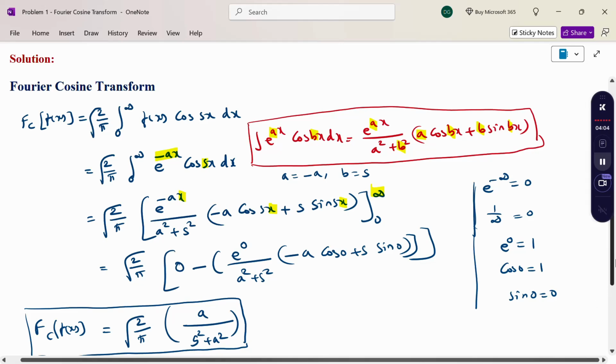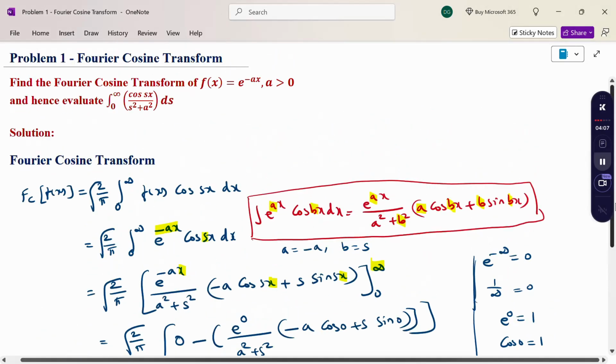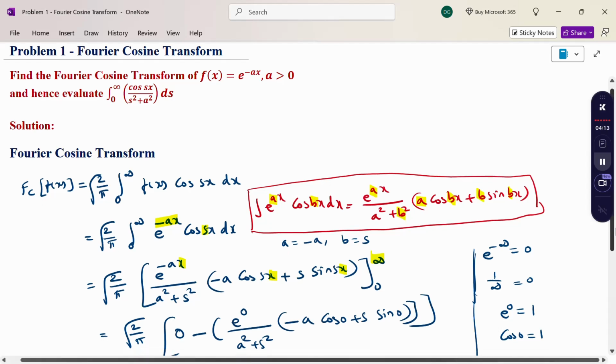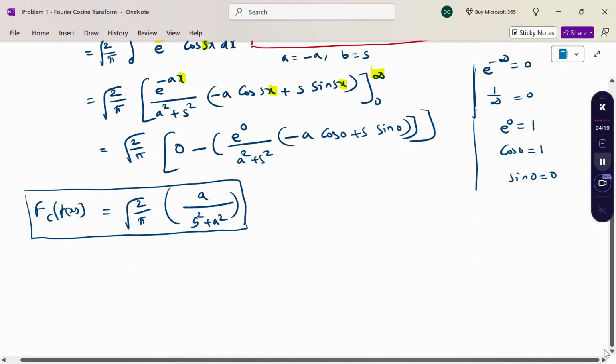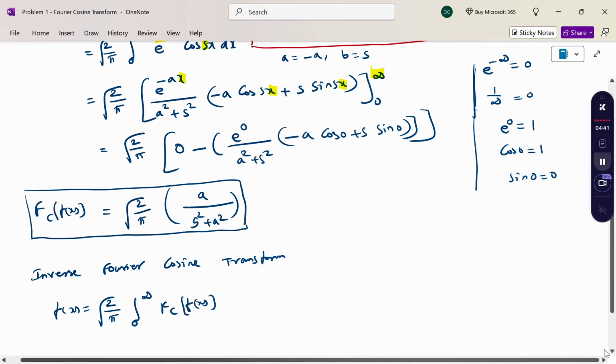But the question also says hence evaluate the integral. If a squared term were given in the integral, we would use Parseval's identity. But here only the x term appears, so they are using the inverse Fourier cosine transform. The inverse Fourier cosine transform is f of x equals square root of 2 by pi, integral from 0 to infinity of the Fourier cosine transform of f of x times cos sx ds.